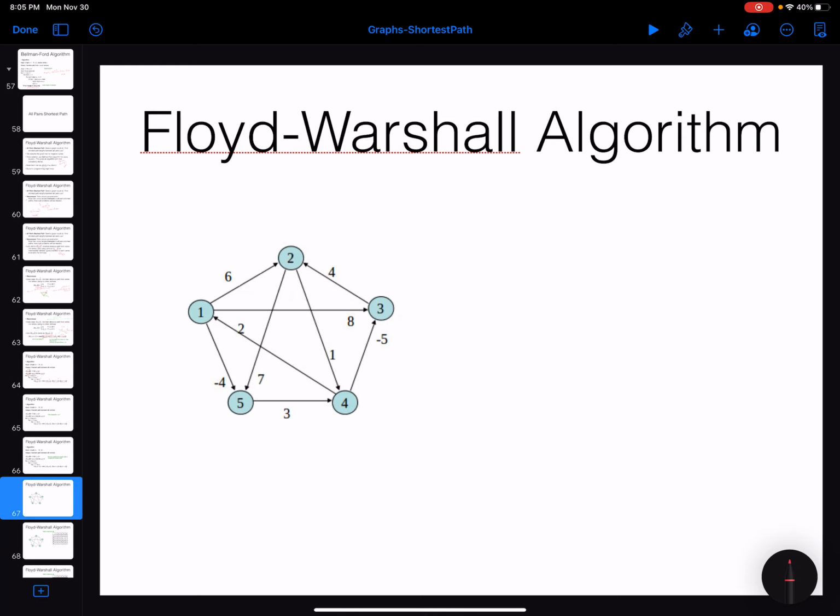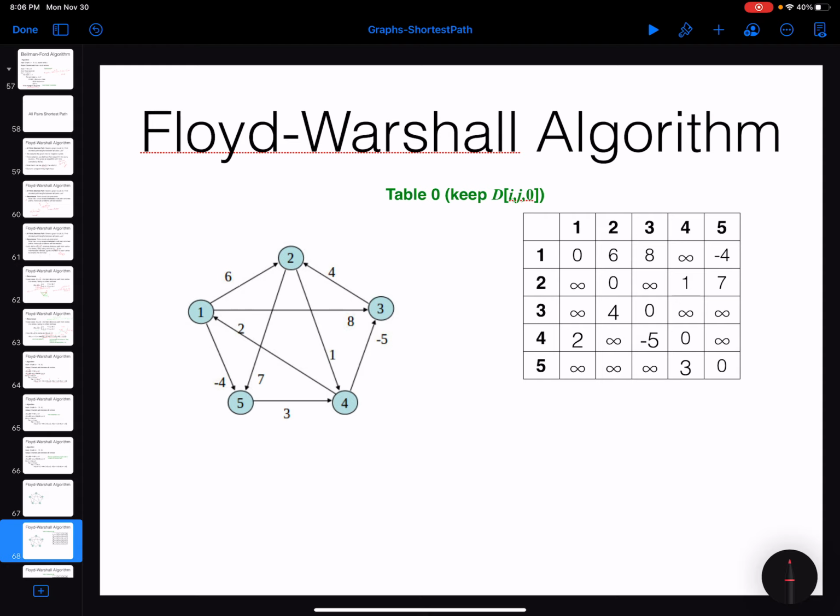So just assume that we have a graph like this one, and we want to run this dynamic programming algorithm that is called Floyd-Warshall. All these names actually come from the scientists who developed the algorithm. So Floyd-Warshall, two persons who developed this algorithm.